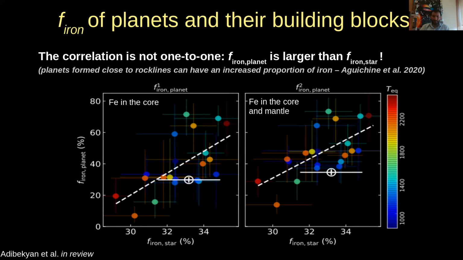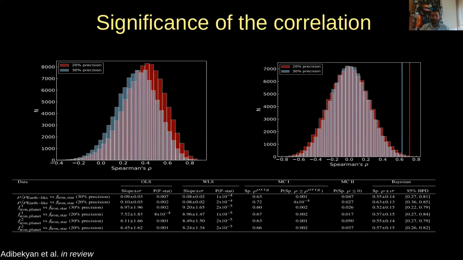So if one wonders whether the correlation that I described here is significant or not, I can assure you that it is significant. We tried many different tests using frequentist and Bayesian approaches, and also several Monte Carlo tests to see whether the result could be by chance, because the sample is relatively small, only 21 planets. But all the results show that the correlation is significant, at least at the 3 sigma level.